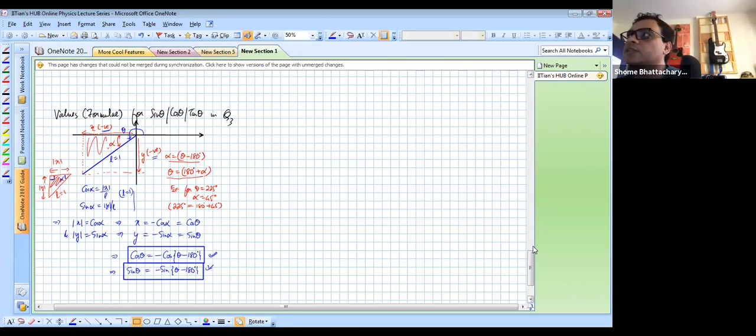X is a negative quantity because it's on the negative side, and similarly y is a negative quantity. That means x with algebraic sign should come with a negative sign, and similarly y with algebraic sign should come with a negative sign. So that is why mod x is cos alpha, meaning x becomes minus cos alpha. Mod y is sin alpha, meaning y becomes minus sin alpha.